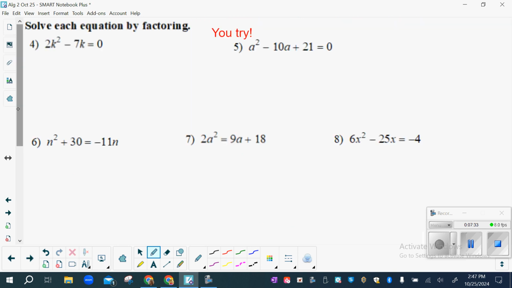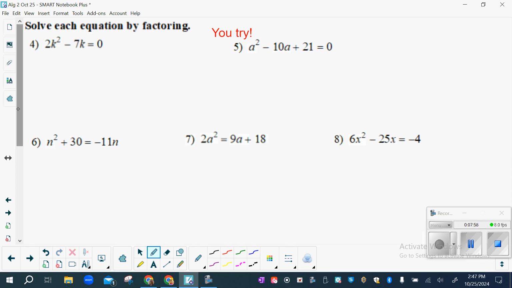So how would we factor number 4? Is that in standard form? It is in standard form. It's equal to 0, and it's in descending order. Can we factor that? We're not going to use an x, are we? Because there aren't 3 terms. How would we factor this one?